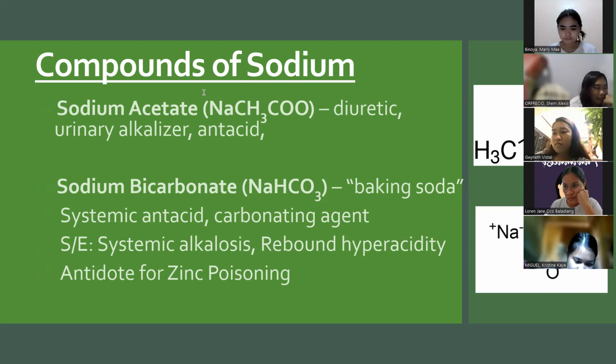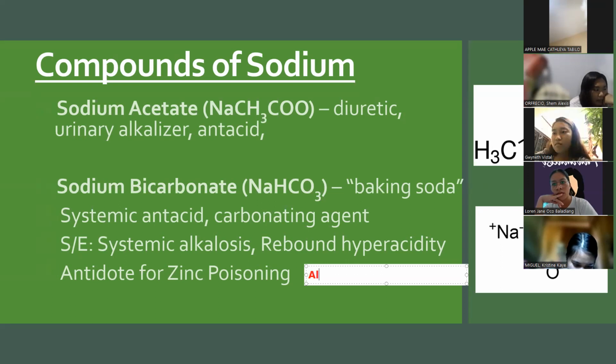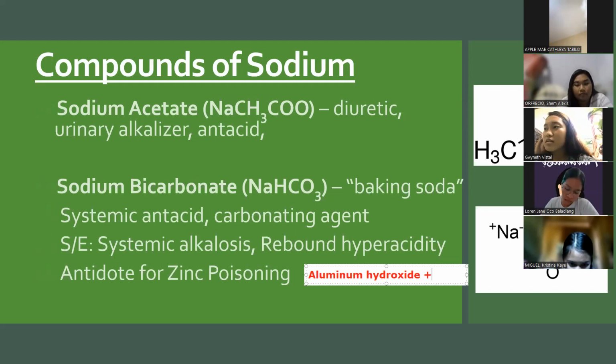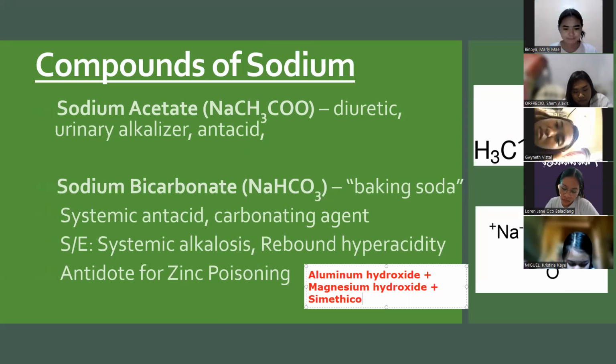We have a lot of antacids in the market. We have Kremil S, we have Simeco. Yeah, Kremil S. But when you say Kremil S, ang laman yan, I want to write sa screen. We have aluminum hydroxide plus magnesium hydroxide. Na-mention ko na sa inyo ito, diba? And then the simethicone. The simethicone there is an anti-flatulence.